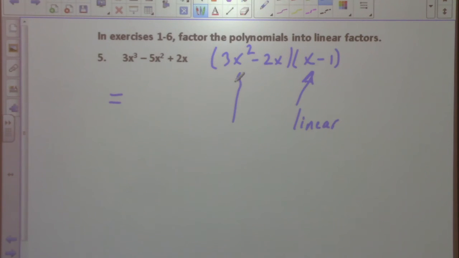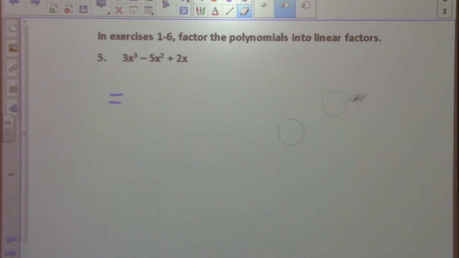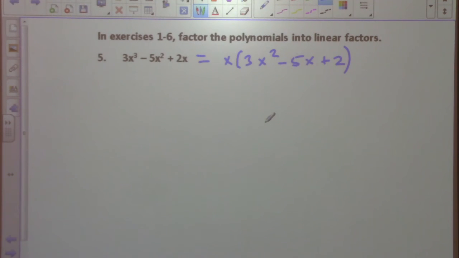So there'd be three of them? So there should be three factors, and this is quadratic. So what you're going to do on this is factor out a common factor here, which is x. So you have x times 3x squared minus 5x plus 2, and then you'll factor this out and get your correct answer.